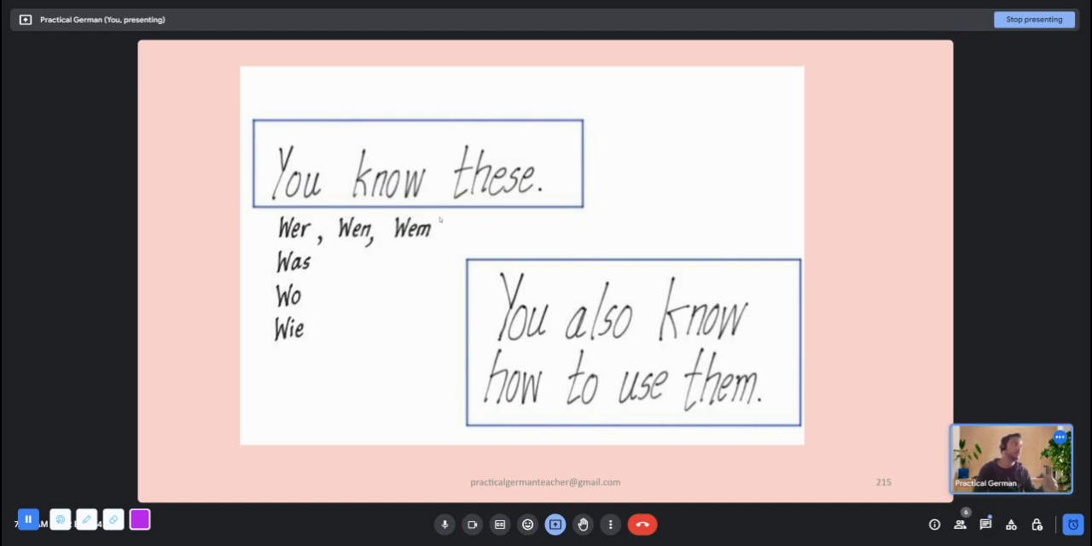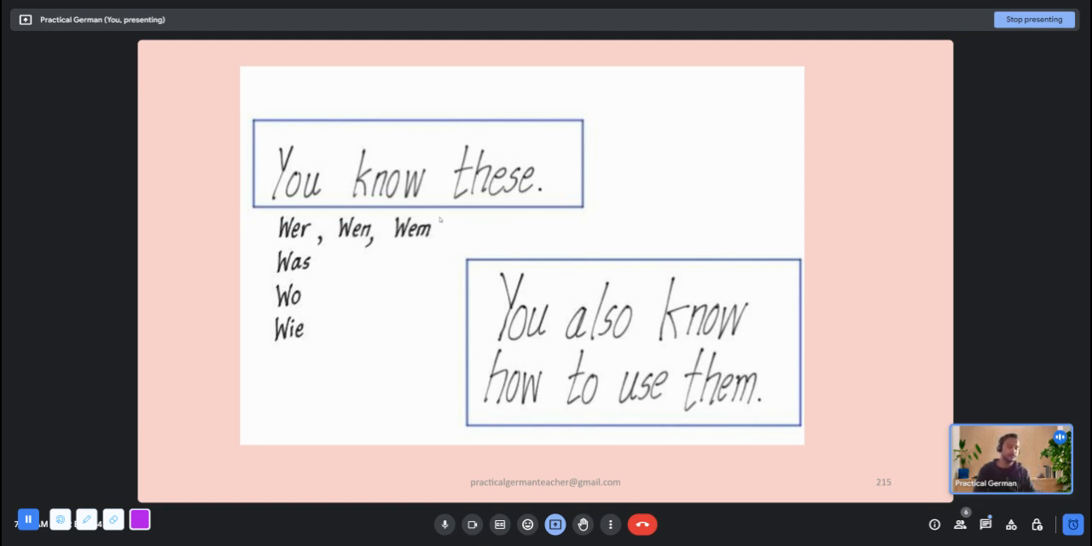Who are you helping? Or whom are you helping? Whom? Wem hilfst du? So these things change. Who becomes whom, right? Similarly, in German, wer becomes wen and wen becomes wem, depending on which case it is.